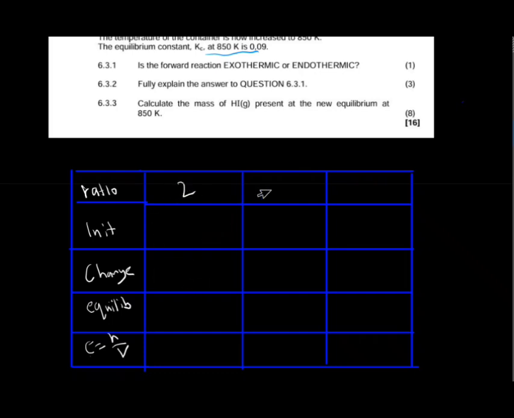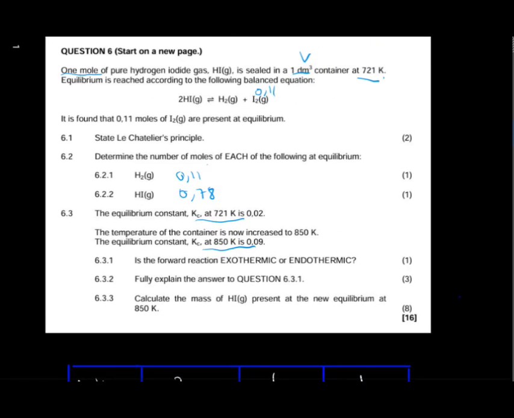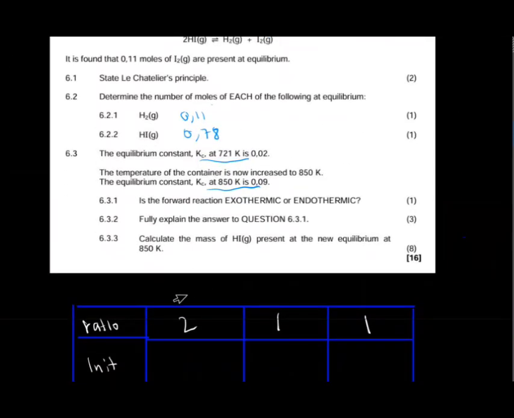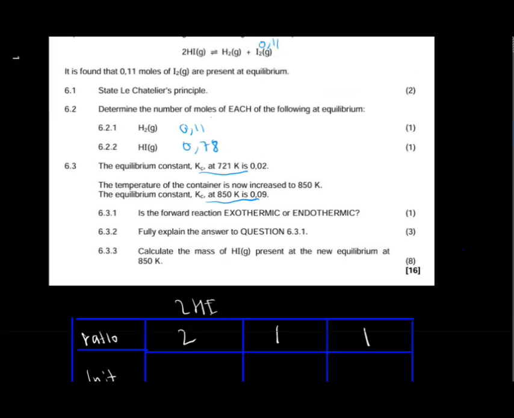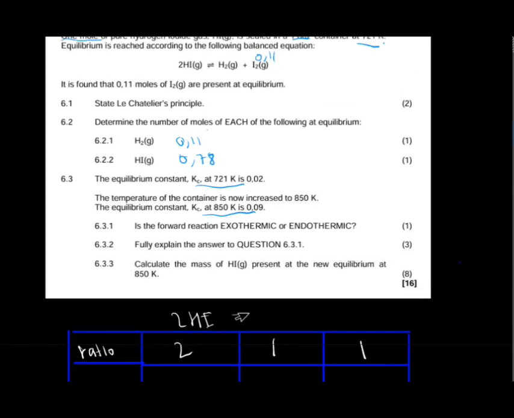I just remember that the ratio is 2 is to 1 is to 1. Let me just write 2HI, even though it's not necessary, but it is helpful. You should actually do it. Then we're just going to have that. Forgive my arrows there. So this is going to be H2, and then we're going to have I2.